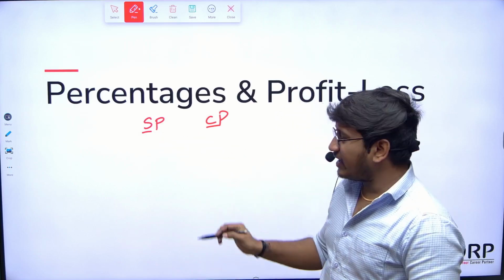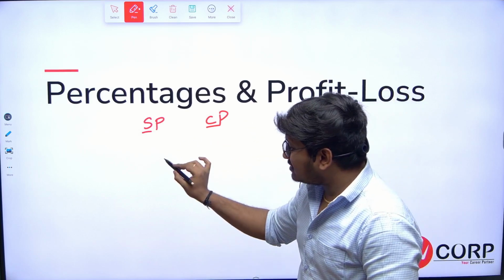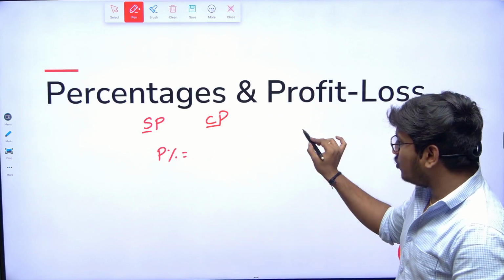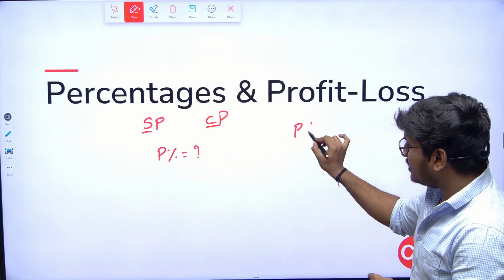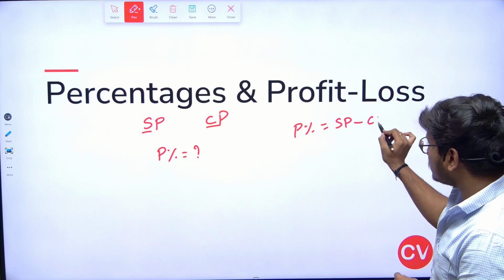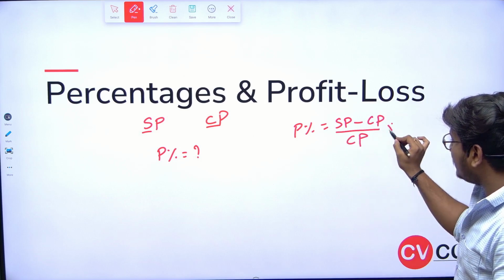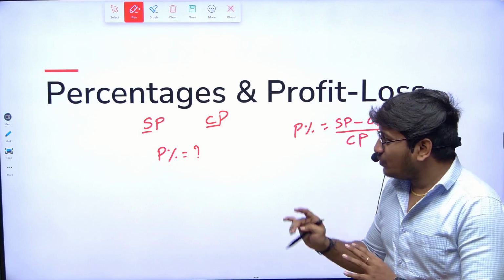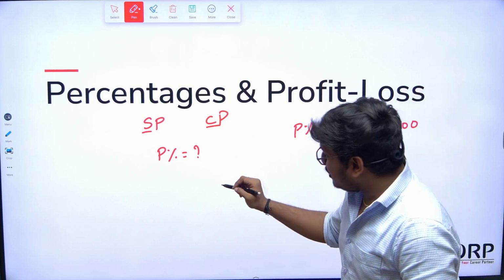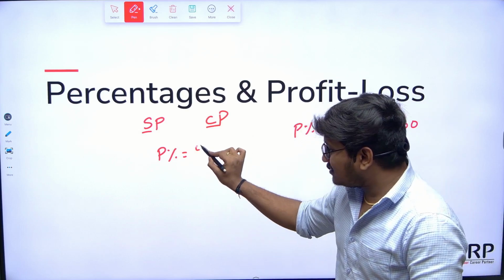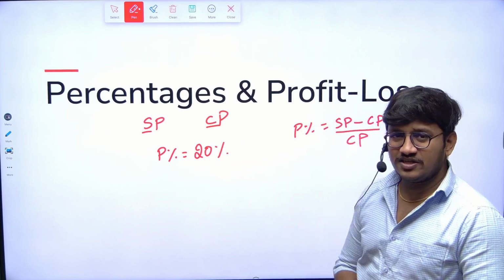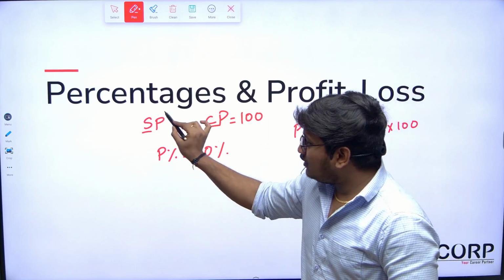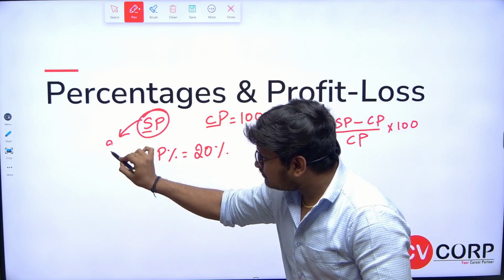When you know the selling price and the cost price, if they ask you to find the profit percentage, we already know the profit percentage formula is (selling price minus cost price) by cost price into 100. This is the formula for calculating profit percentage. Now my point is very simple. What if I give the profit percentage as 20%, and let's say the cost price is 100 rupees, and I ask you to find the selling price?